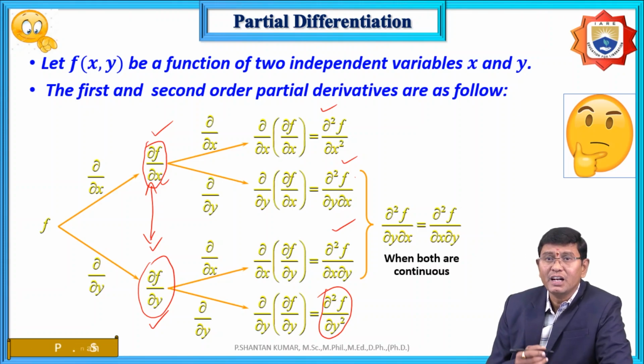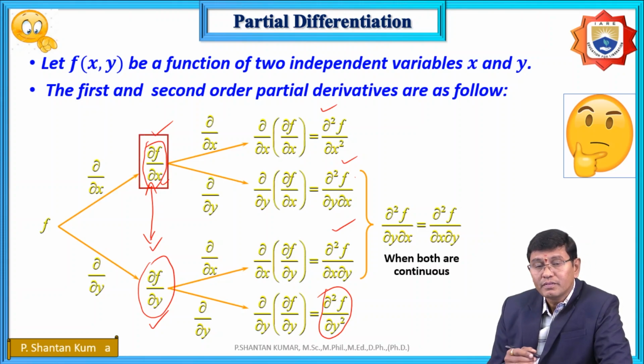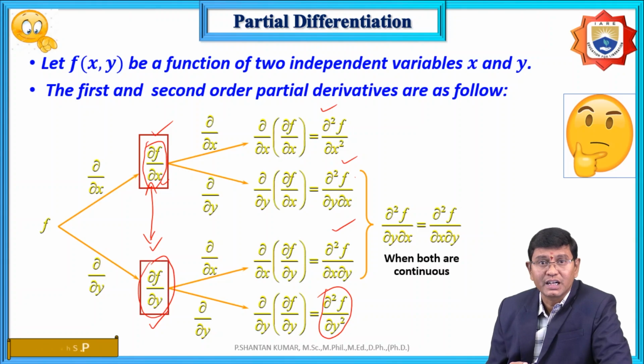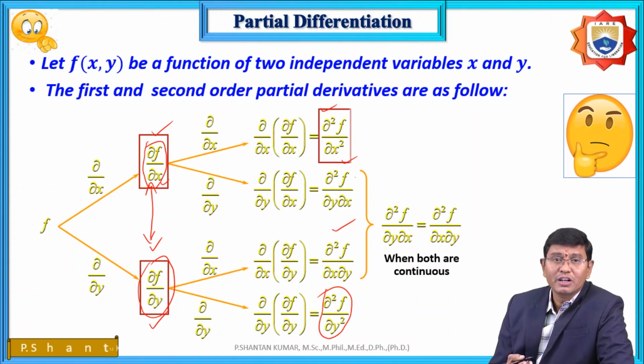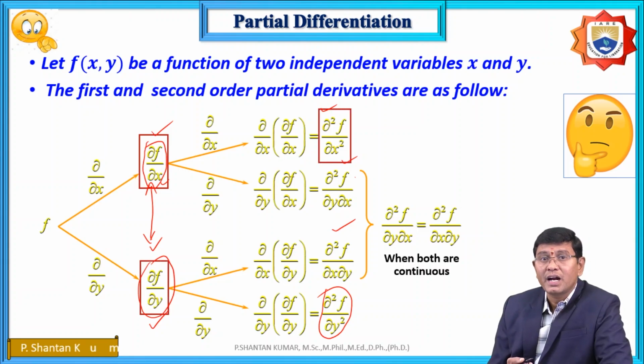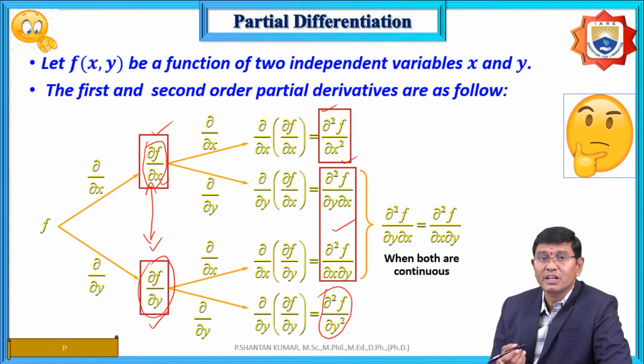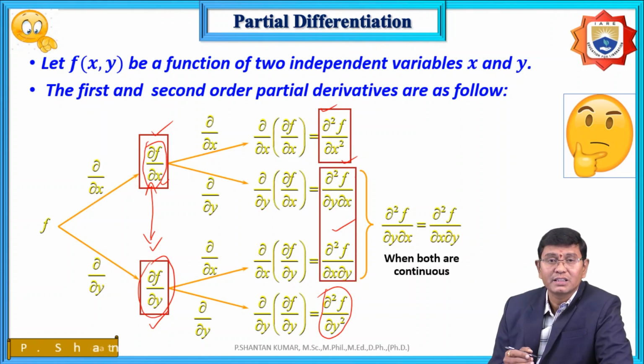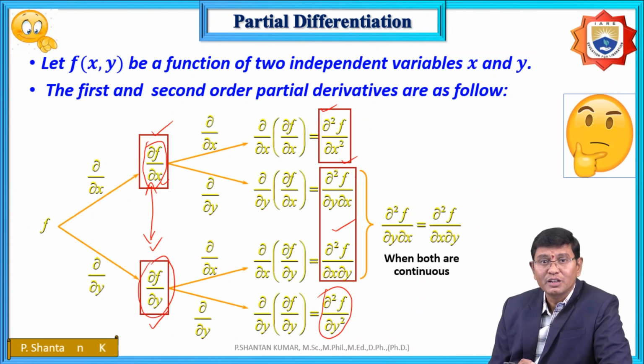Finally, we need to remember here that ∂A/∂x is the first order, and ∂A/∂y is also first order. And further, ∂²A/∂x² is the second order, and ∂²A/∂x∂y and ∂²A/∂y∂x both are the same, that is also second order. And the last one is ∂²A/∂y².